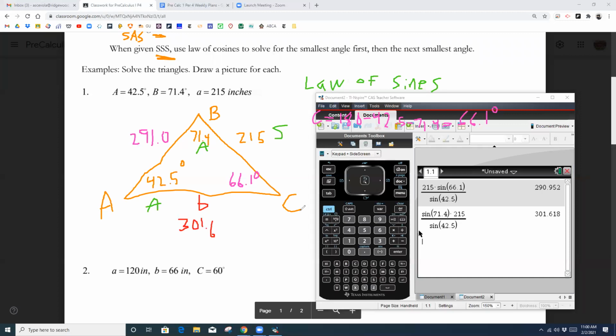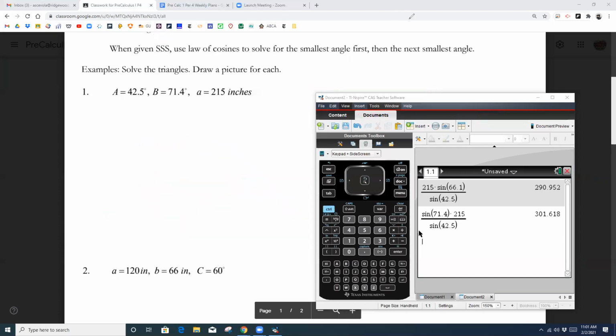Okay, now let's look at the next example where we're given side A, side B, and angle C. So that would be side, angle, side, because angle C is going to be in between sides A and B. And to see that, we'll draw a picture.